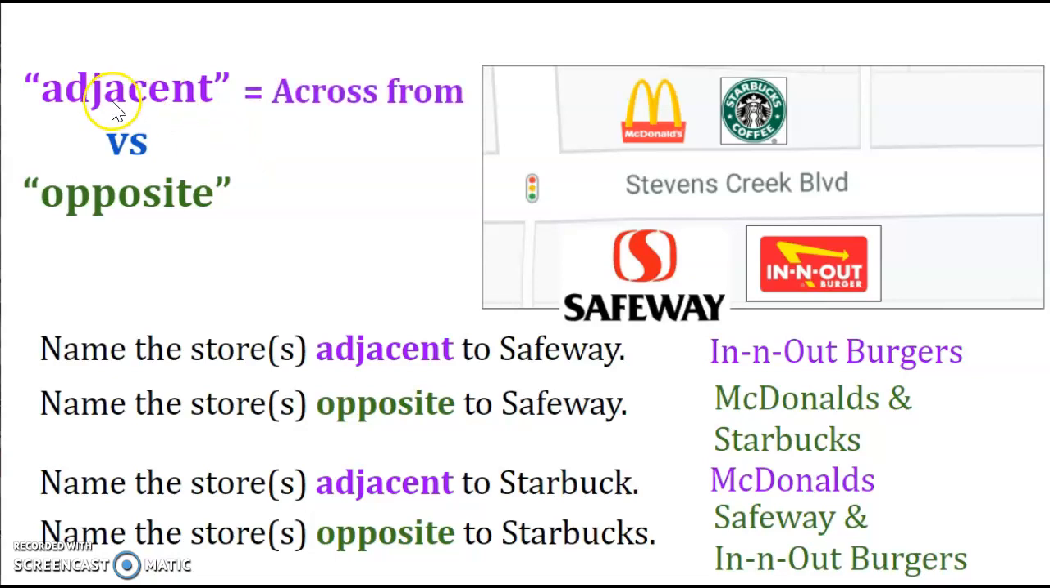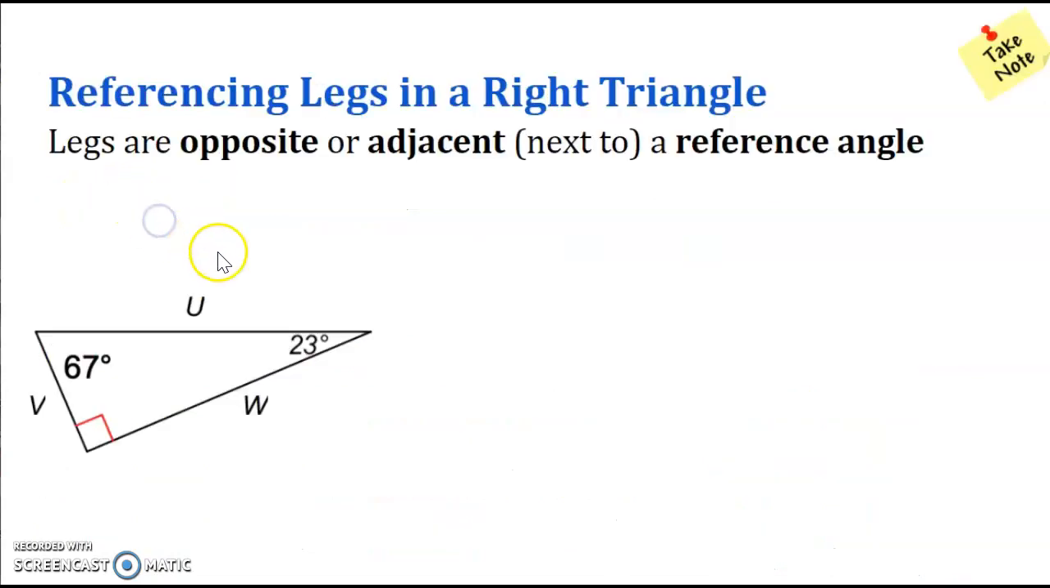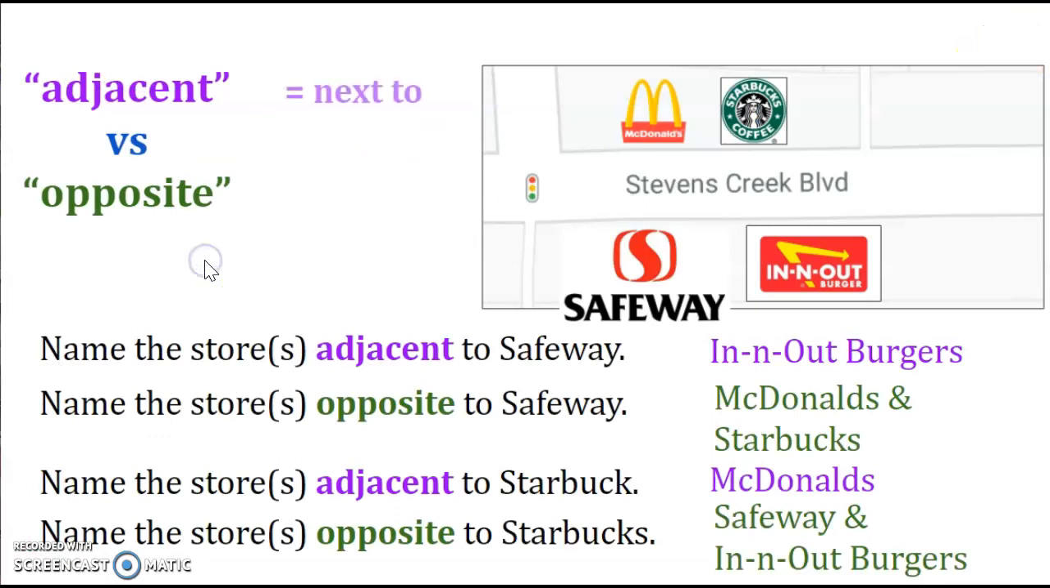So adjacent really means not across from. I'm sorry, this is a typo. This is opposite, and oh, I need to fix this. Okay, so I just fixed the slides. Okay, so when we say adjacent in English, we really mean next to. And when we say something is opposite, we mean across from.